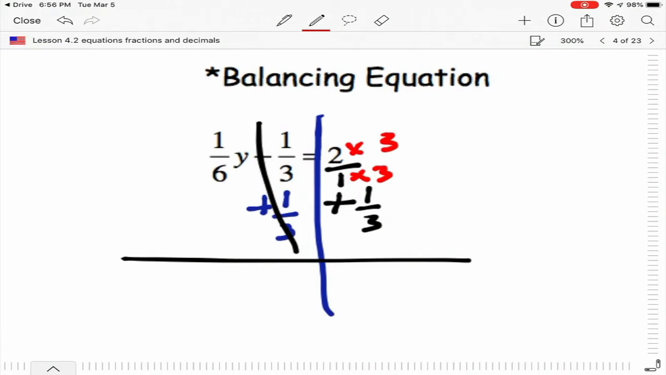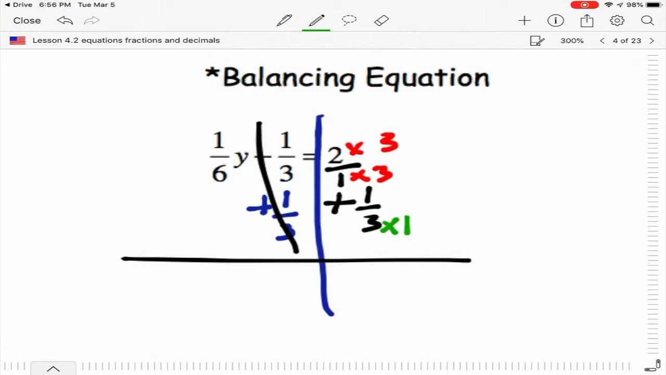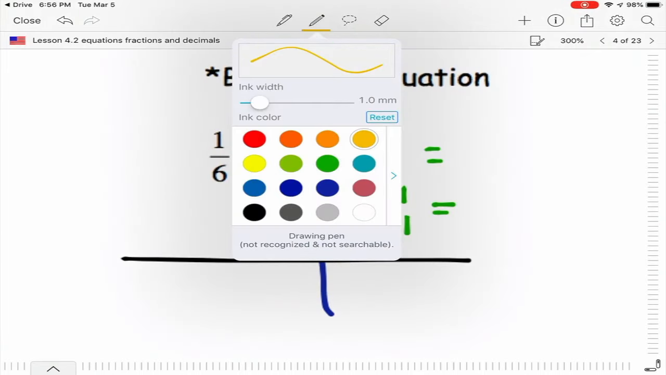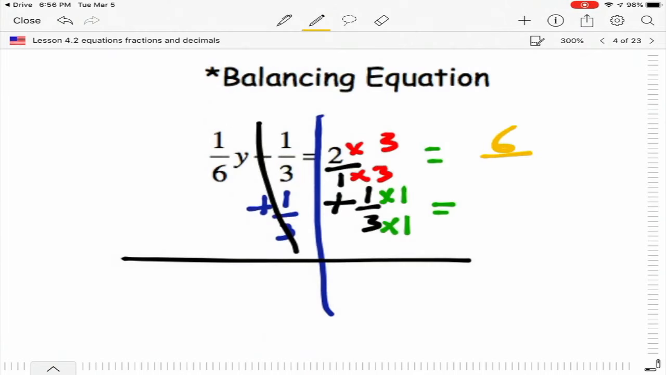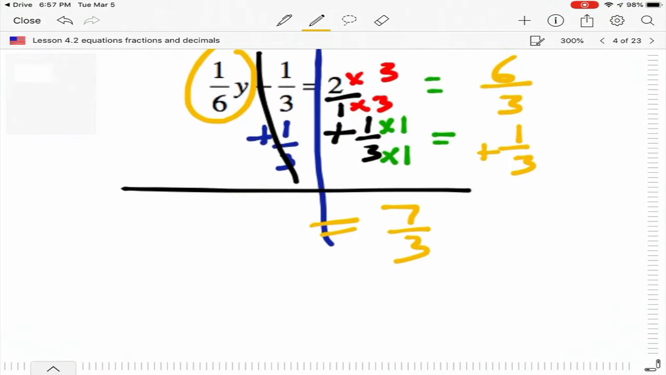I got to multiply this by 3. I got to multiply this by 1. I got to multiply this by 1. And now 2 times 3 is 6. So it'll be 6 over 3. And then this will still be 1/3. And then I add. 6 plus 1 is 7. My answer is 7 over 3. Once again, it is better to leave it as an improper fraction. Equals, and I bring this guy down. And it's 1 over 6y.